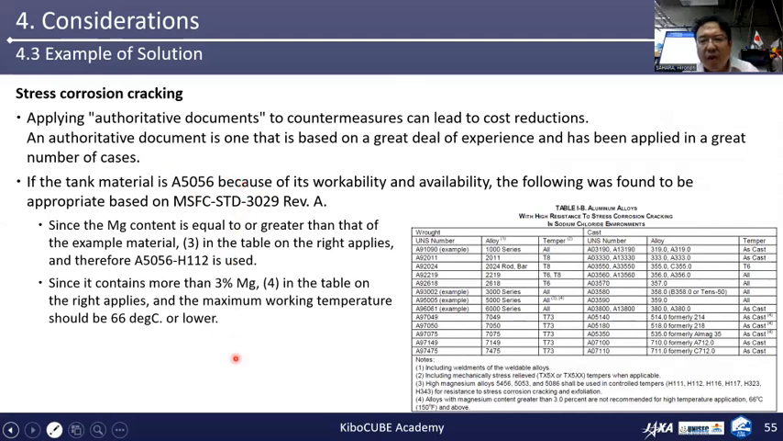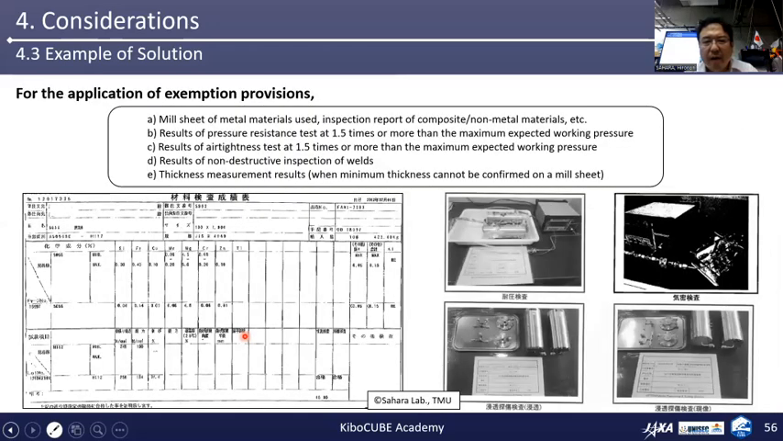For example, when aluminum alloys are used, the application of MSFC-STD-3029 defines the temper and operating environment according to its magnesium content. Then, the verification for exemptions is performed. First, on the left is a mill sheet. On the right are pictures of the necessary inspections.